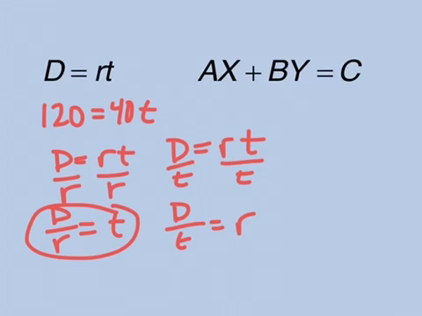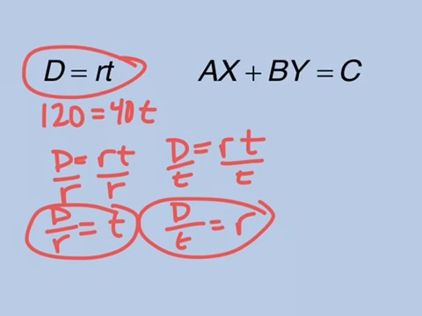So from that you have found new formulas. You have the formula for distance, you have the formula for time, and you have the formula for the rate or the speed. 3 different formulas.